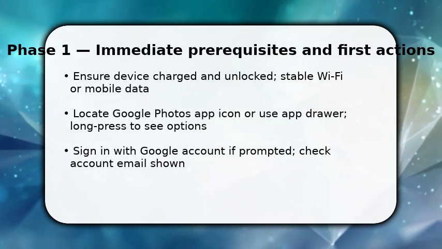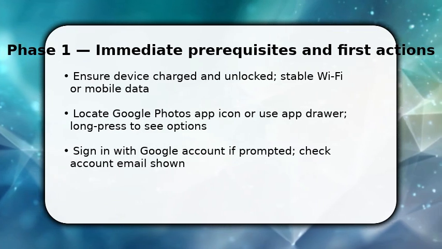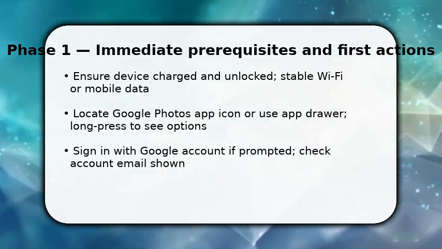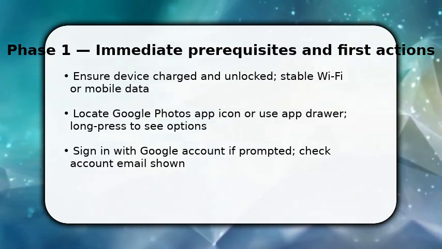You start by making sure your phone is unlocked and has a network connection, because Google Photos needs access to cloud content. Once done, find the Google Photos icon in your app drawer or on the home screen and tap it. That first tap opens the app.